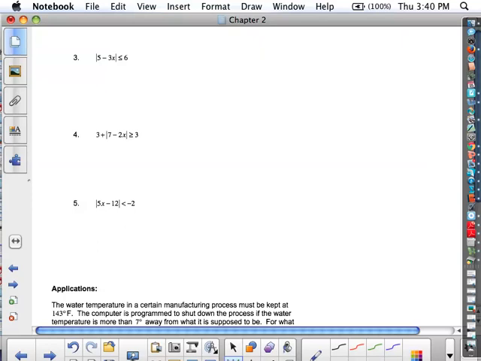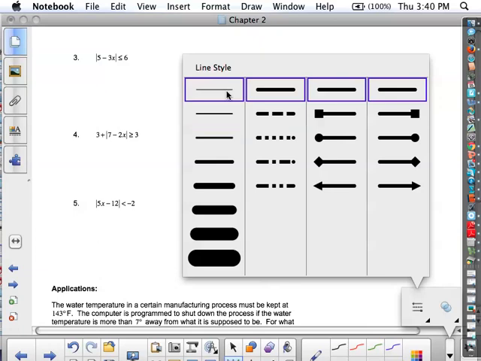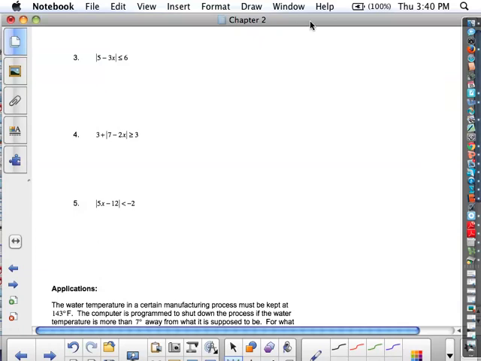Number 3, again, when I look at this, I want to decide if I have the union or the intersection, or an and or an or. This is an and. And the reason you want to look at that is it helps you predict if you're going to get one region or two regions in your solution.